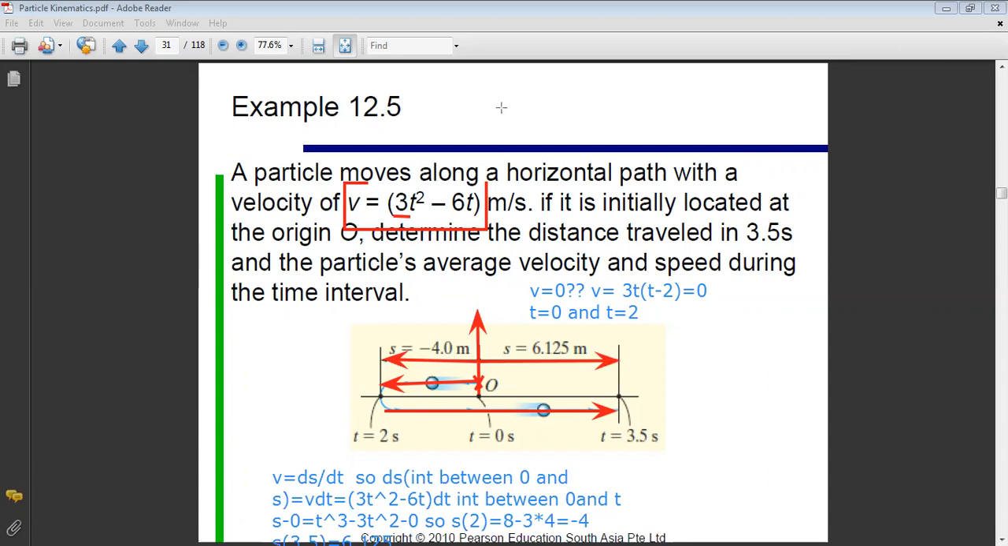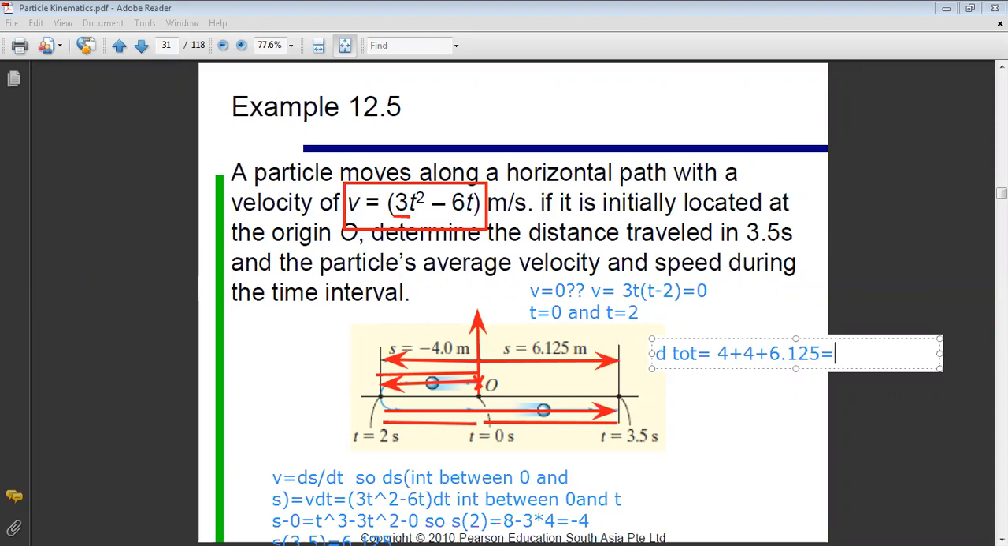So what is the total distance traveled? First, I'm going in this direction 4 meters. Then again, I do 4 meters. So 4 plus 4, 8. And I should add 6.125. So I can write that d total equals 4 plus 4 plus 6.125 equals 14.125.